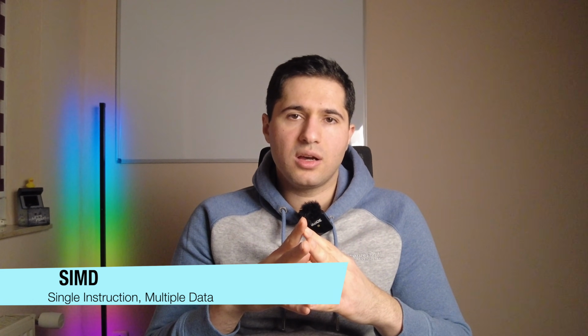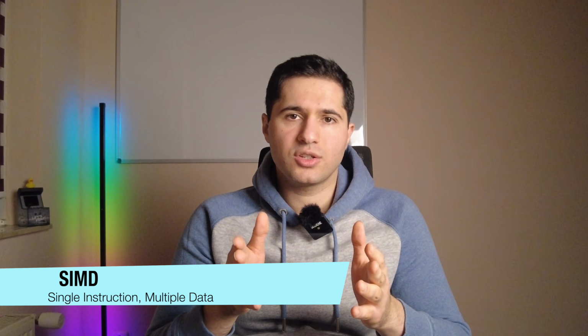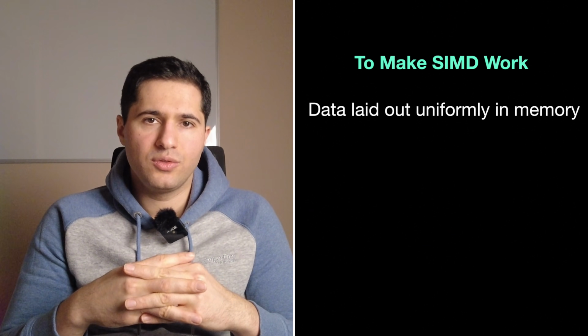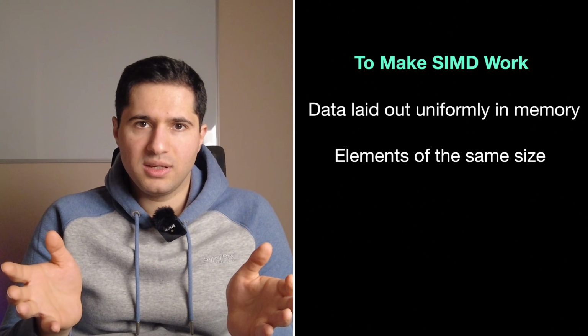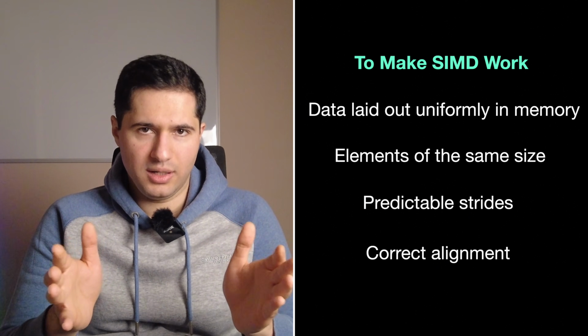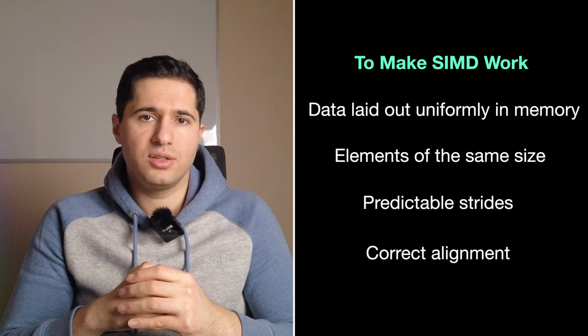Modern CPUs do not just process one number at a time. They process many numbers in parallel using vector units. This is called SIMD, single instruction multiple data. A single instruction can add 4, 8, or even 16 numbers at once, depending on the hardware, of course, and depending on which year you are watching this video. For this to work, data must be laid out uniformly in memory. Elements must be the same size. The strides must be predictable. The alignment must be correct. NumPy arrays satisfy these conditions by design.